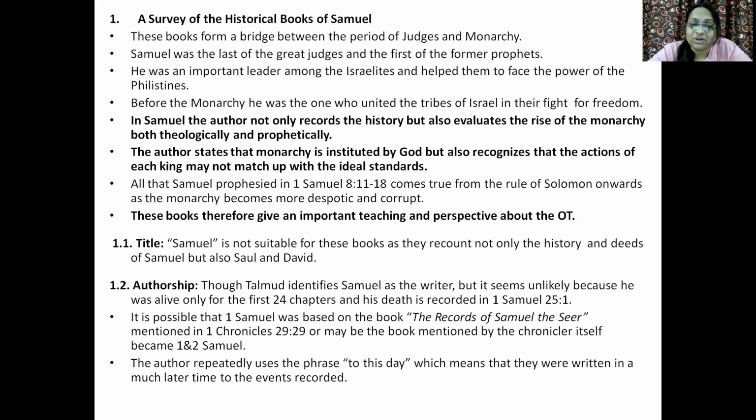The author repeatedly uses the phrase "to this day." He often uses "to this day," which means that the books were written at a much later date. It is a comparison, like it was happening at that time, and to this day it is happening. So it can be said it was written much later than the time and the events that were recorded.